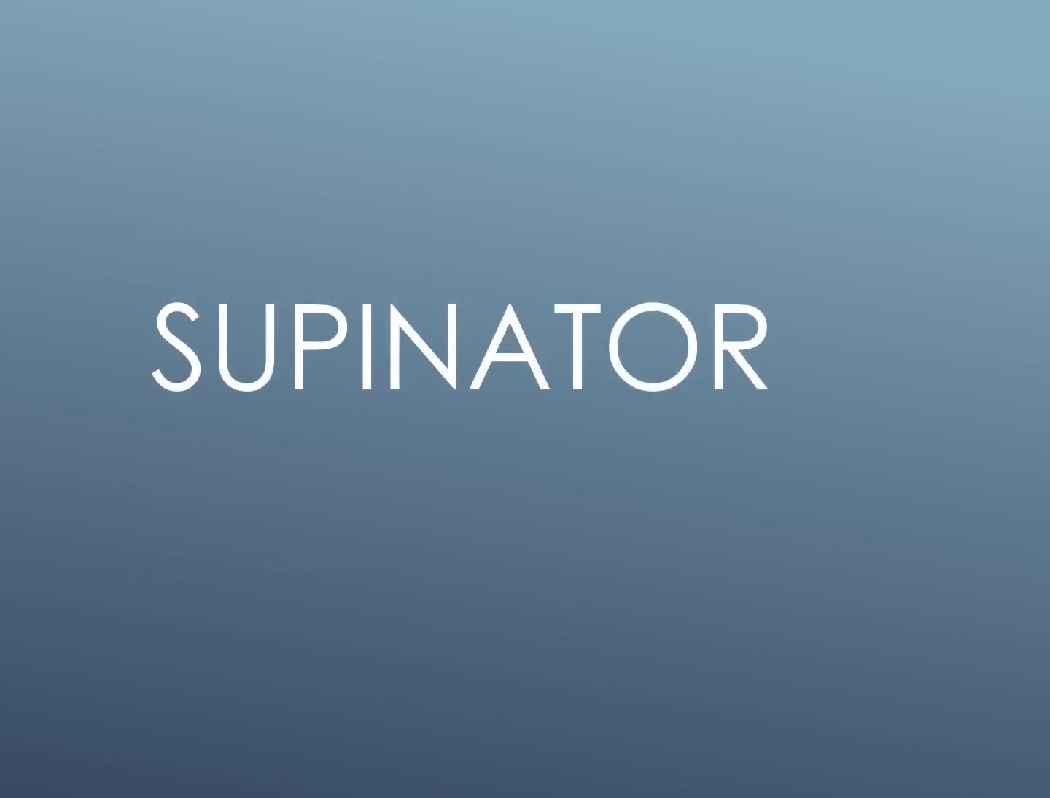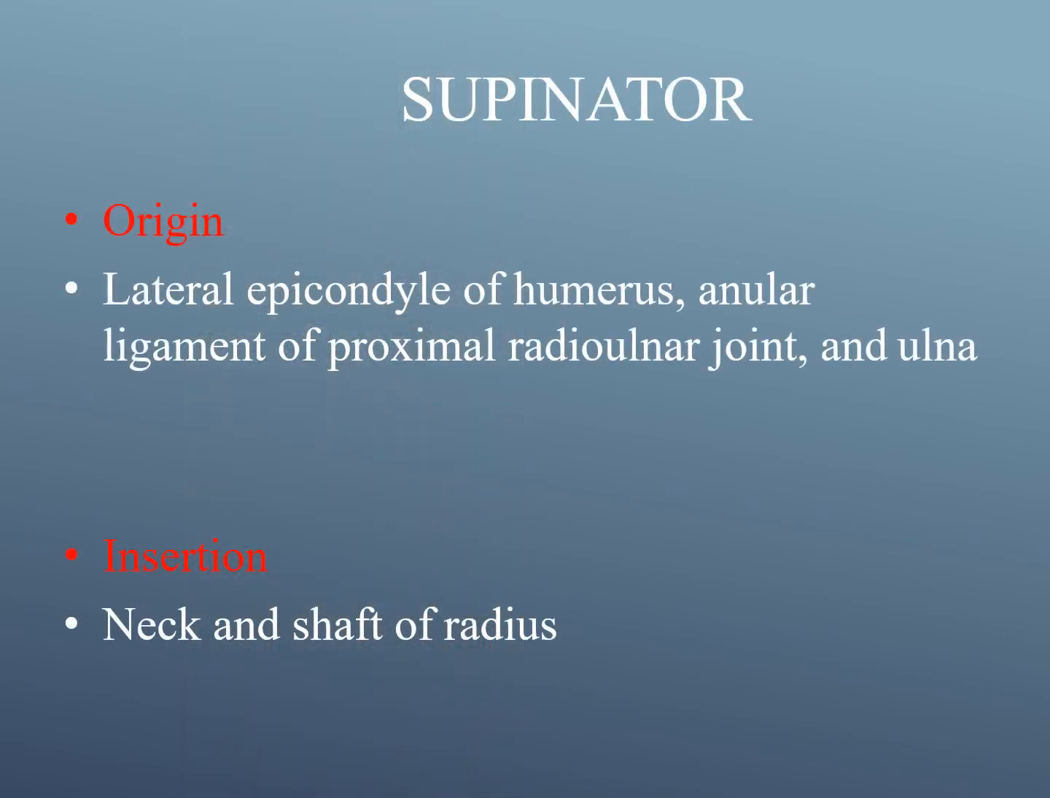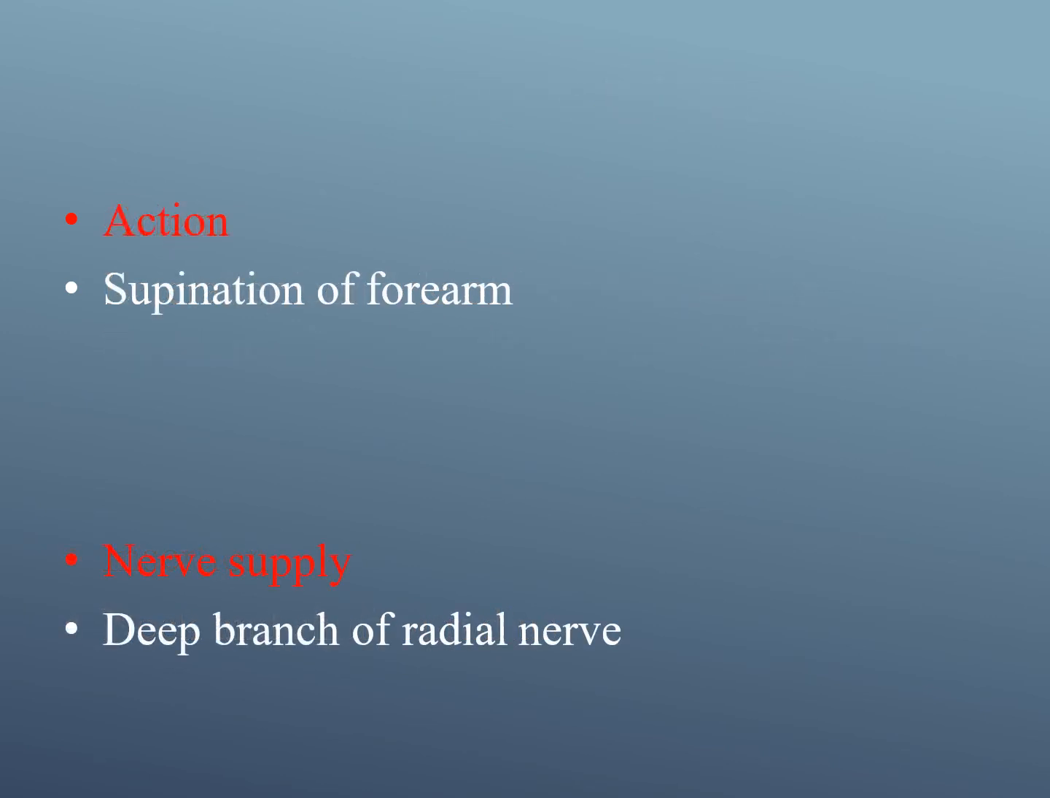Next muscle is supinator. It helps in supination. So this is the picture of supinator muscle. It originates from the lateral epicondyle of the humerus, annular ligament of the proximal radioulnar joint, and the ulna. It is inserted on the neck and shaft of the radius. As the name shows, it causes supination of the forearm at the superior and inferior radioulnar joint. Nerve supply is the branch of radial nerve.